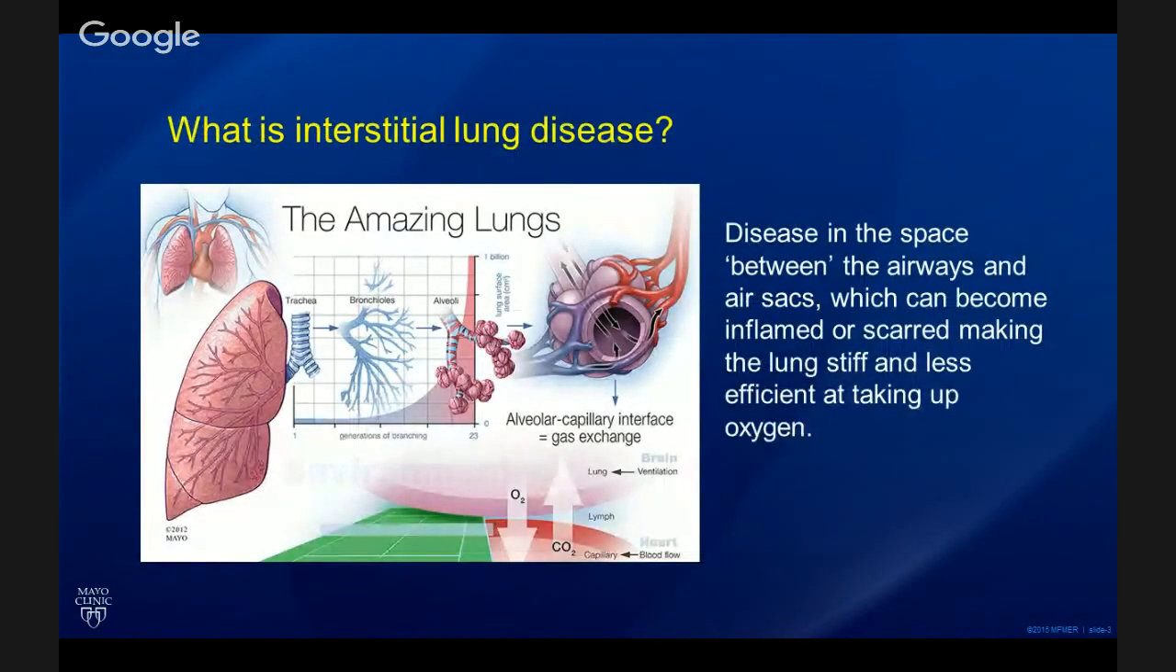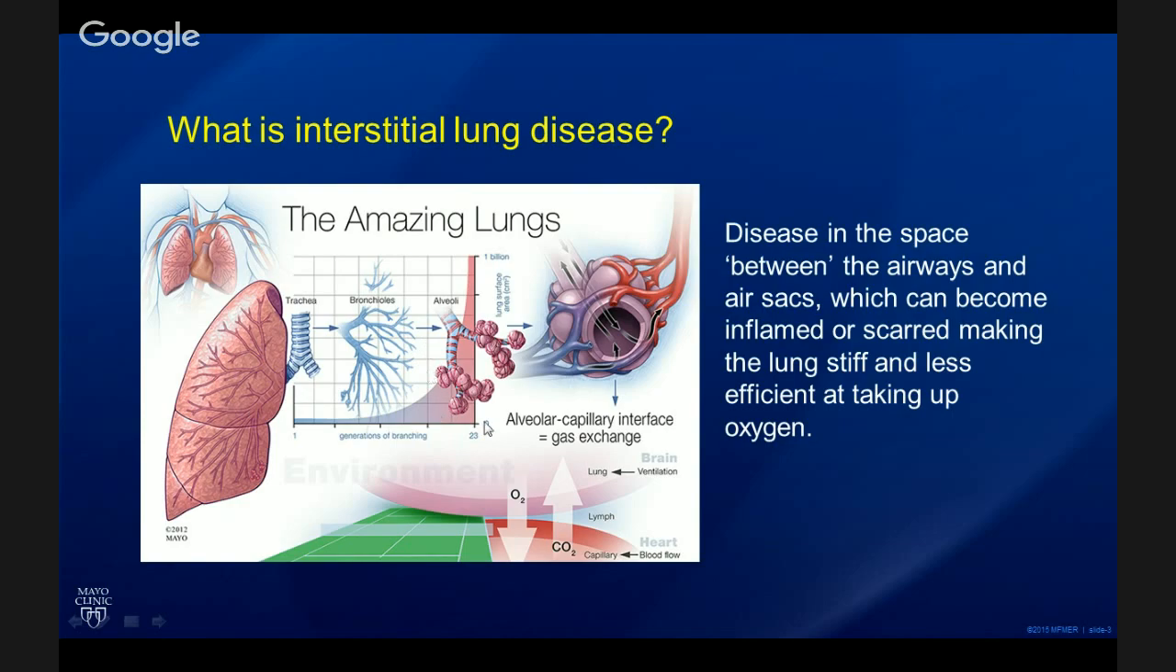So I begin by discussing what interstitial lung disease is. You can take a look at this picture here, and what I like to tell patients is to think about this anatomically. Most people are familiar with diseases of the airways, with such diagnoses as asthma and COPD. Oftentimes when interstitial lung disease is talked about, they're not quite sure what part of the lung that involves.